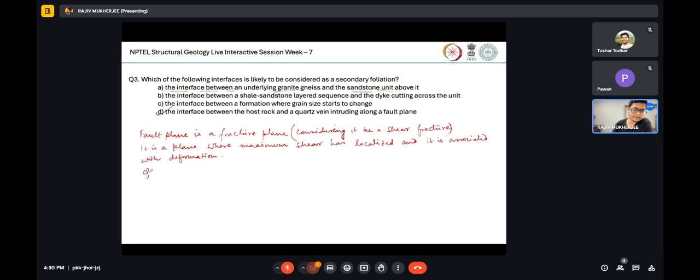So a quartz vein that intrudes or injects along the fault plane will produce the slickensides, which are of secondary origin.